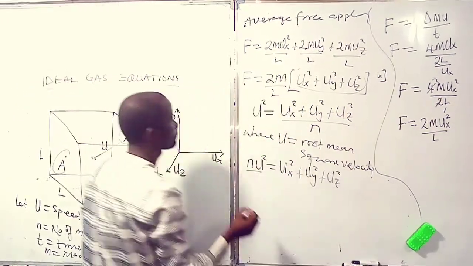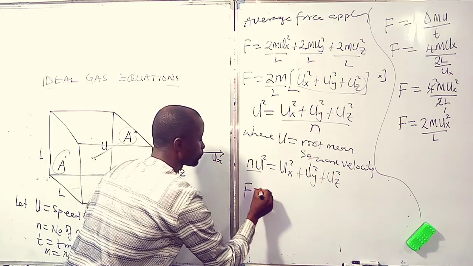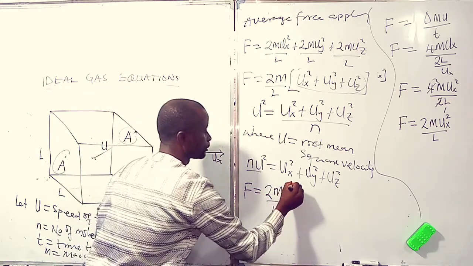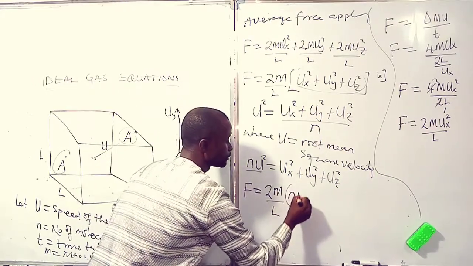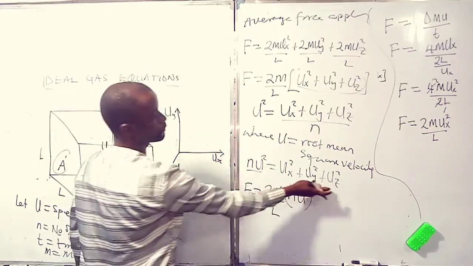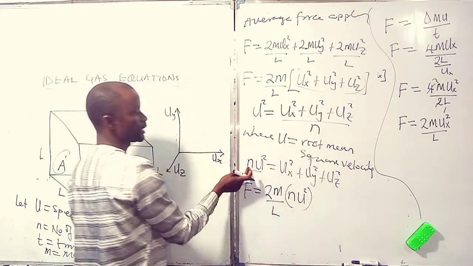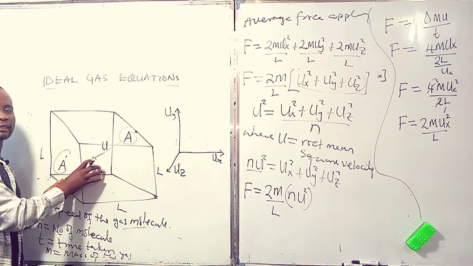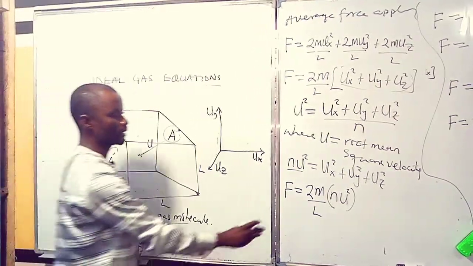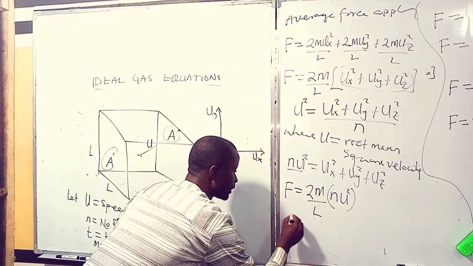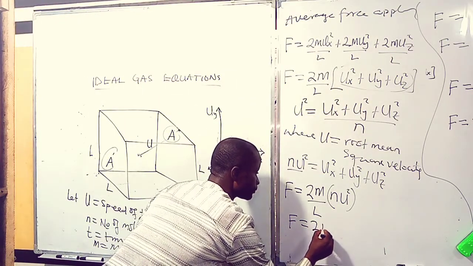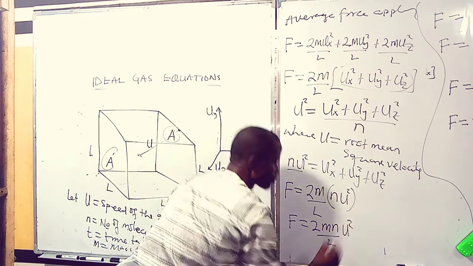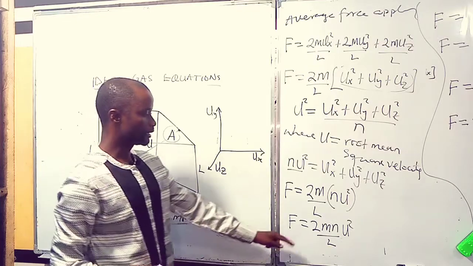Remove this value and put Nu squared in that equation. Therefore, you have F equal to 2m over L into Nu squared, because if you resolve it, it becomes Nu squared, where N is the number of molecules of the gas that are present in the cylinder. Now clear the brackets, and at the end of the day you have F now equal to 2mN over L u squared. Now we've obtained our force.